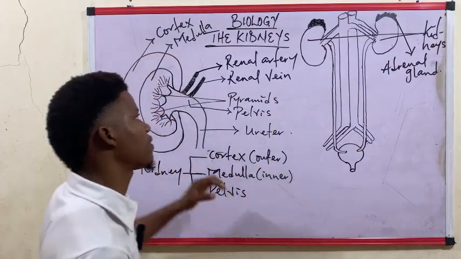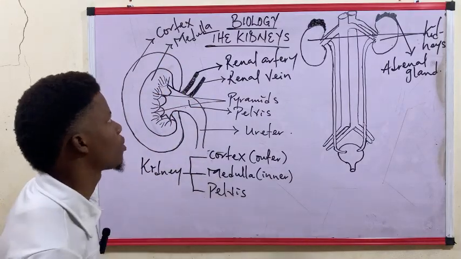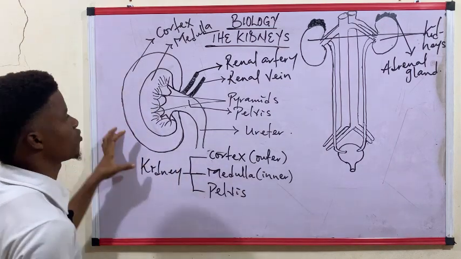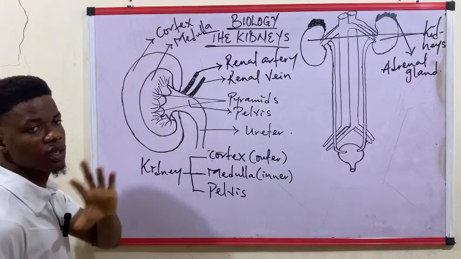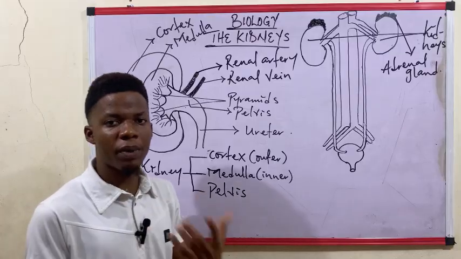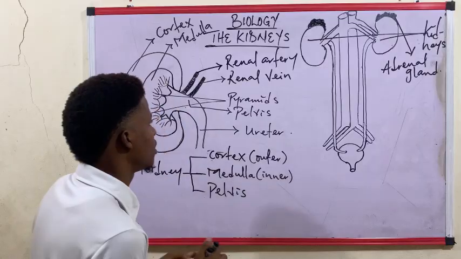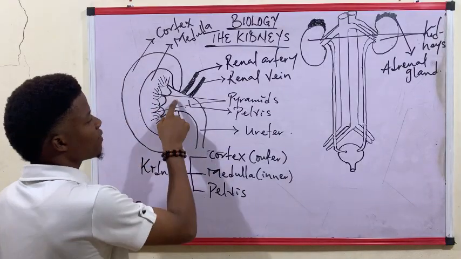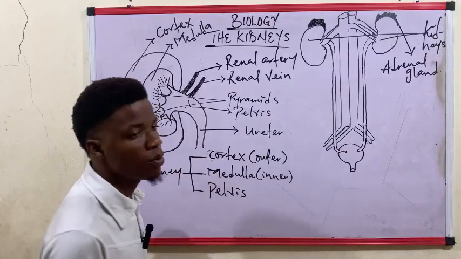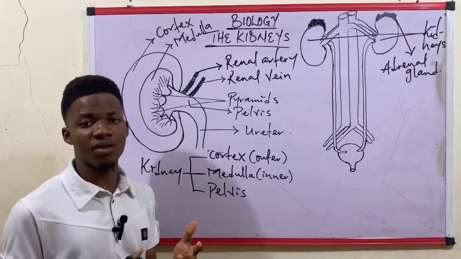So first and foremost, after understanding that these two represent the renal artery and the renal vein, the outer portion of the kidney is the cortex, which is around this region here. Then after the cortex, we get the medulla. The medulla projects inward to form cone-shaped pyramids, simply called pyramids. Then we have the pelvis, and then we have the ureter.